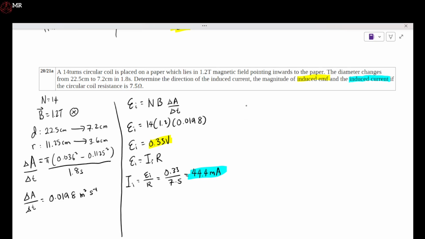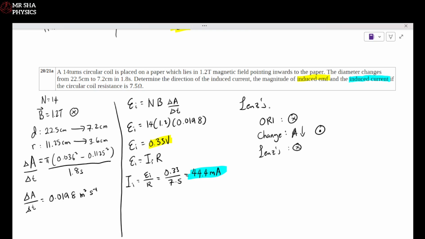Now what I can do is apply Lenz's law. Again, my original field is into the paper, so that means it's going to be X. If you look at the area, it actually decreased, so that means the magnetic flux is decreasing. I have to introduce an action opposite to the change, so that means it's going to be in the same direction as the original one.